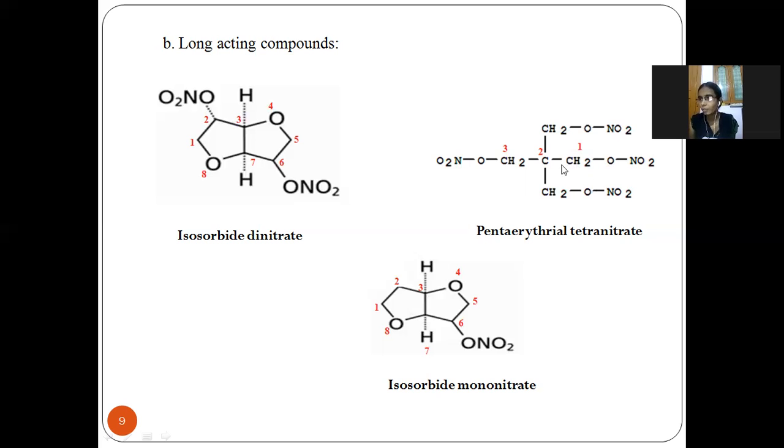Meaning 1, 2, 3. 3 carbon atoms means propane. In the second carbon atom of the propane, on the upside and downside, two sides, the methoxy nitrate groups are attached. And in the third position and the first position, the nitro groups are attached. So this is the structure of the pentaerythritol tetranitrate.